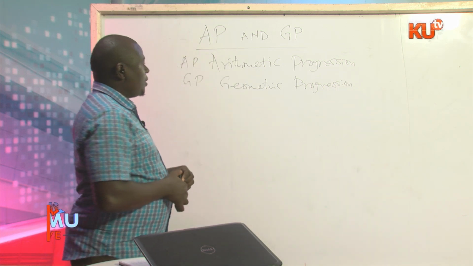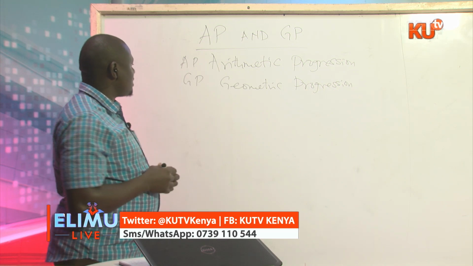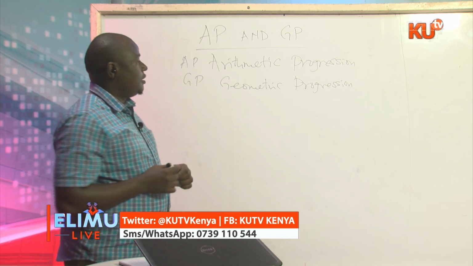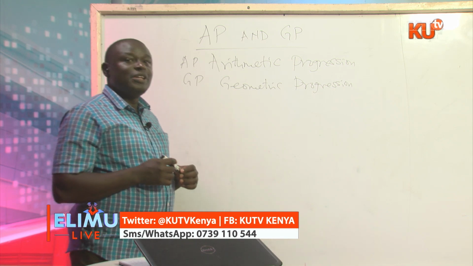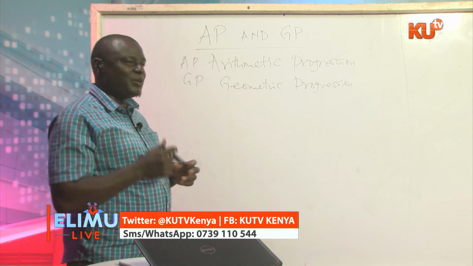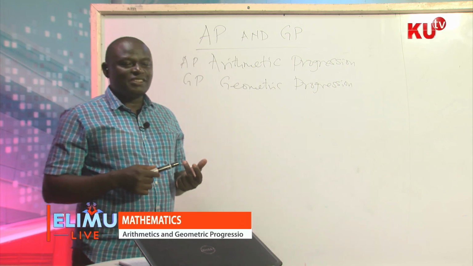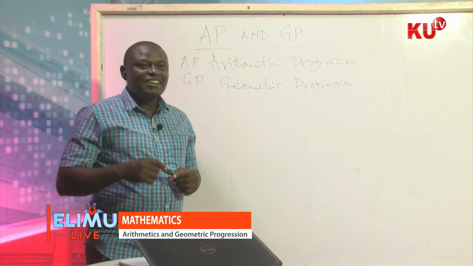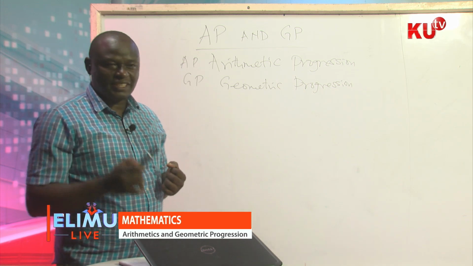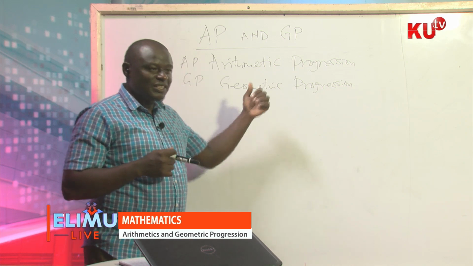This is a topic in Form 3, but it has its genesis coming from as early as primary 4. That's where we started doing AP and GP, possibly the name was not the same. It started as patterns. If you could remember, the primary school exam in maths normally has 50 questions. Commonly, question number 49 or number 50 was always on pattern. Now, those patterns are what we are calling AP and GP at this level.